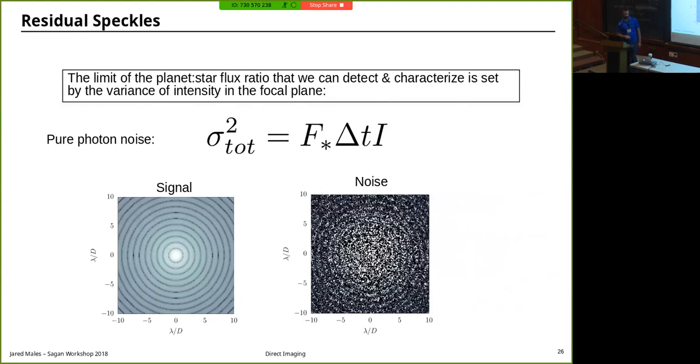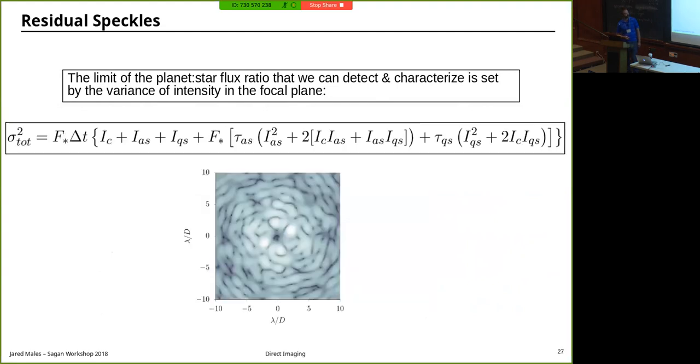So everybody's probably good at picking out these kinds of things, but guess what? This isn't what the variance looks like in a speckled image. It actually looks like this.